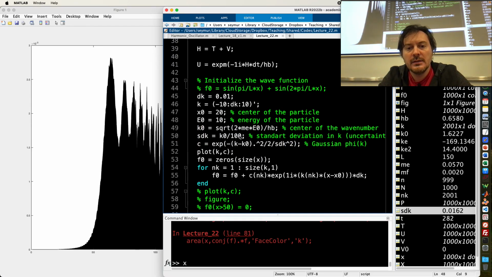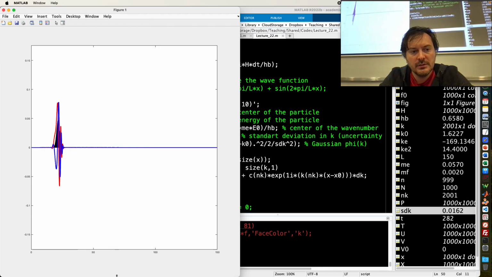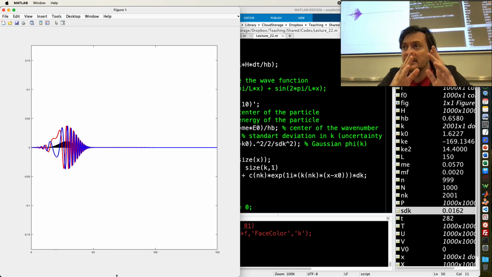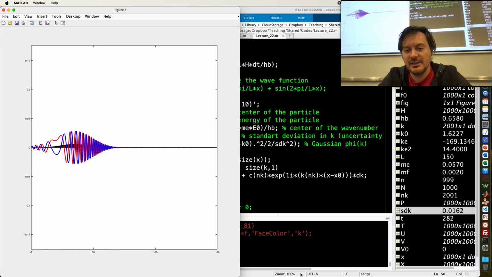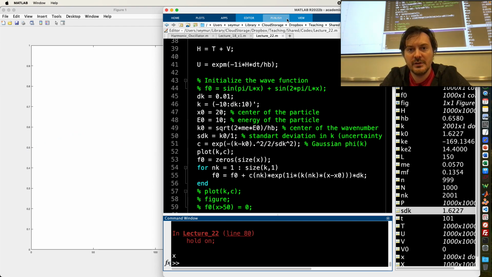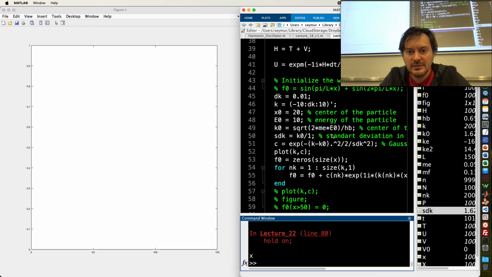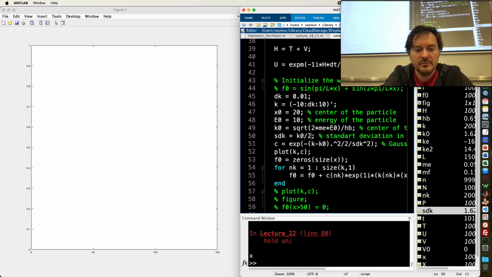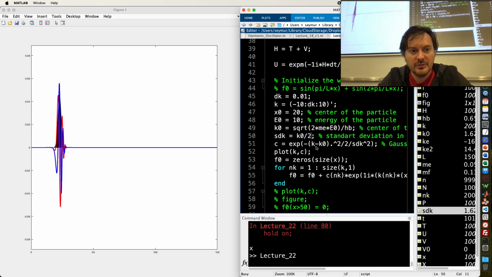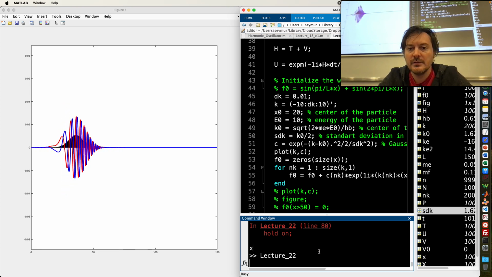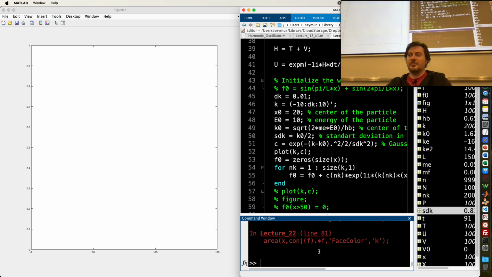So let me decrease the standard deviation. Then I get a localized particle. Well, it was localized before it started spreading out, at least. So let me make it less localized. Do you see it starts localized? Are you watching it closely? Why does it spread? Very good point. Time evolution. Very good. So here's the thing.